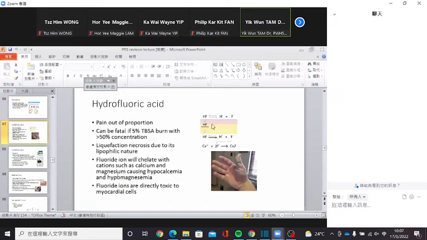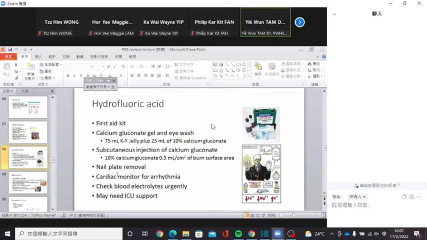For hydrofluoric acid, this one causes liquefaction necrosis. A small amount of very concentrated hydrofluoric acid could cause a fatal burn injury. Because the fluoride ion present in this chemical will react with the cations inside your body, such as calcium and magnesium, producing hypocalcemia or hypomagnesemia, causing cardiac arrhythmia. And the fluoride ion could be directly toxic to the myocardial cell as well. So for these patients, you've got to check their calcium ion, magnesium ion, put them on cardiac monitor, and find ICU if you're in doubt.